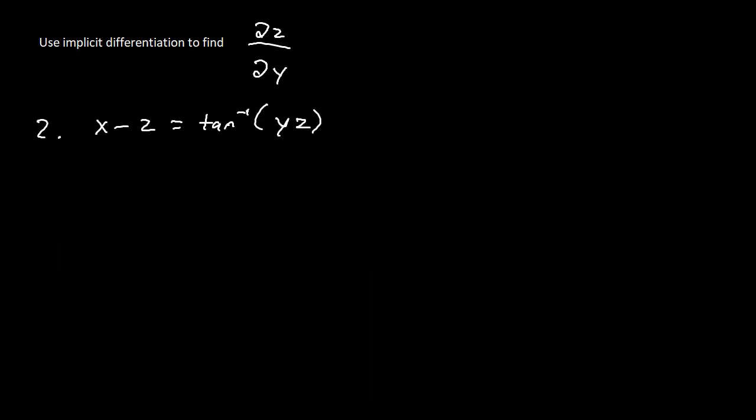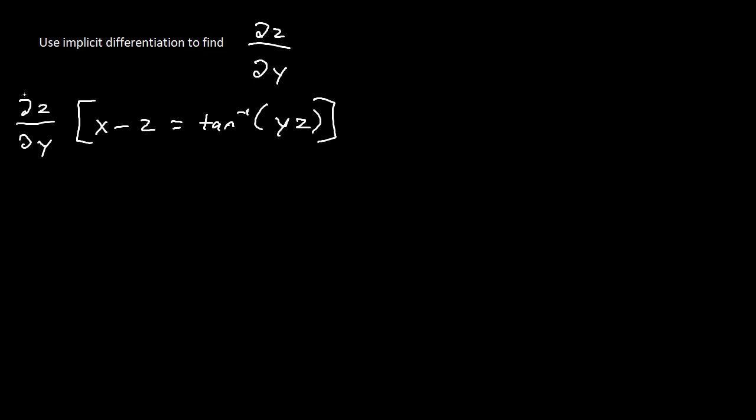So for number 2, we have x minus z equals arctangent, or inverse tangent, of y times z. And this time, instead of finding the partial derivative of z with respect to x, we're going to find the partial derivative of z with respect to y. So let's derive both sides of the equation. I'll take the partial derivative with respect to y. And since x is not in this notation, x is going to be treated as a constant.